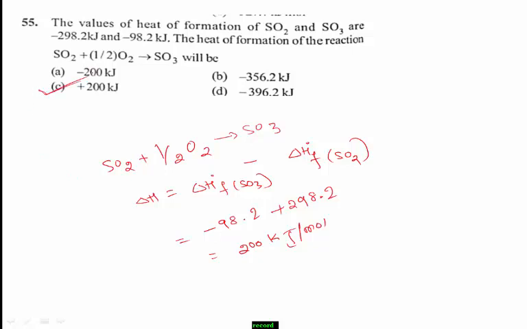Students, remember, SO2 gas reacts with half O2 gas to give SO3 gas. The standard enthalpy change delta H naught is equal to the heat of formation of the products minus the heat of formation of the reactants. Then finally we get 200 kilojoule per mole. Therefore, option C is the right answer.